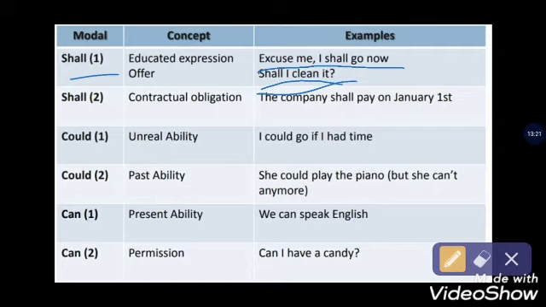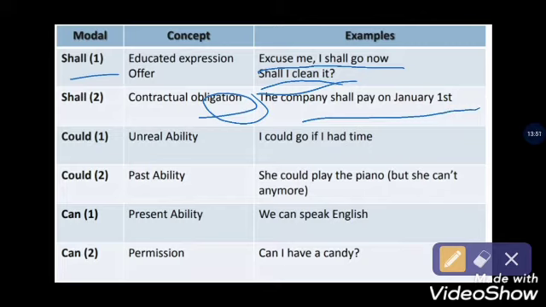Next we will use it like, the company shall pay on January 1st. It's like a binding rule. All workers know this. They want to get their salary on the 1st of every month, January 1st, February 1st. So here it is mentioned in this way.